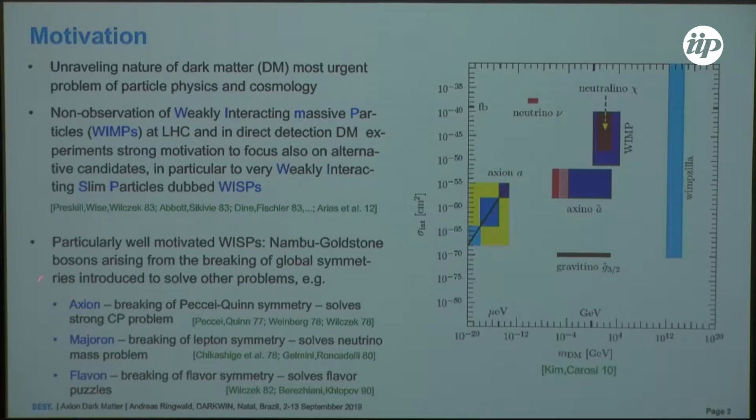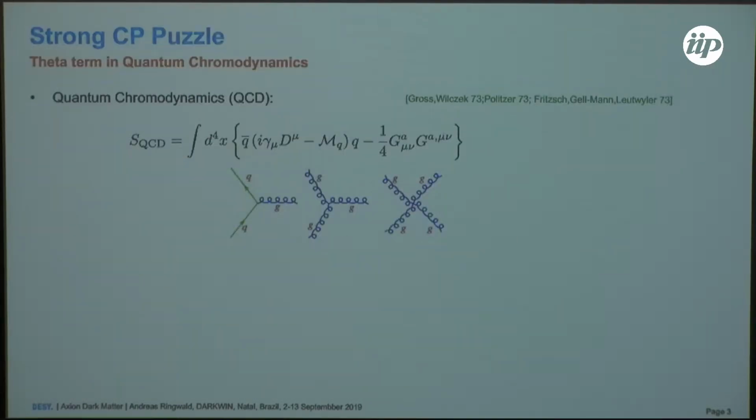I want to concentrate mainly on the axion, but many things, in particular the dark matter aspect for a very light axion, are very similar to the dark matter properties of a Majoron WISP or of a Flavon. These other particles we often just call axion-like particles, or ALPs. Now, the axion starts from the strong CP puzzle.